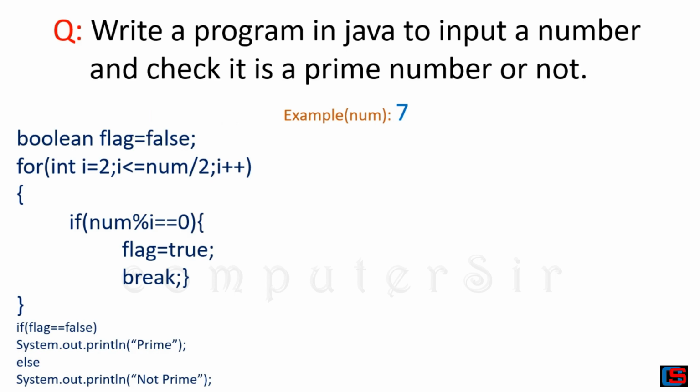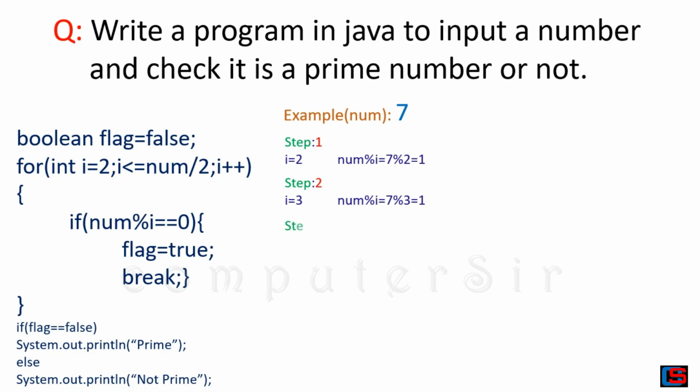Okay, so I'm going to dry run this program. In step 1, the loop starts from i equals 2, and num modulo i, where num is 7, so 7 modulo 2 becomes 1, so it does not become 0, so the flag remains false. In step 2, i is increased and becomes 3, and num mod i, that is 7 mod 3, becomes 1 again. So the if condition is not satisfied, so the flag remains false.